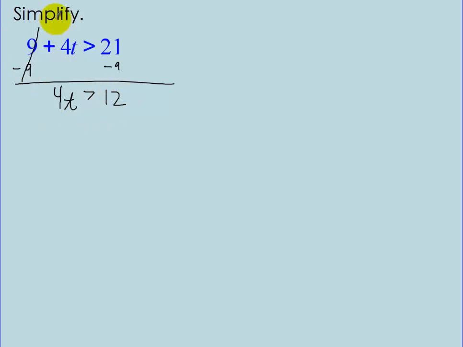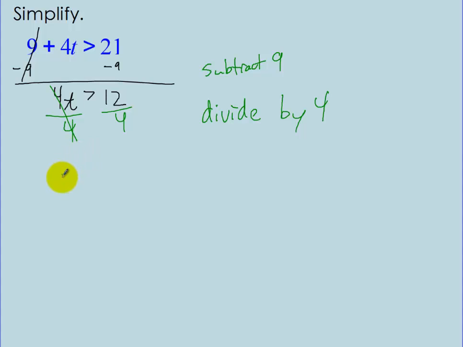And then my next step, I subtract 9. Let's write what we're doing. The next step to isolate the t is to get rid of the 4. So I divide by 4, because it's 4 times t, so I divide by 4. And those 4's cancel. I'm left with t is greater than 12 divided by 4, which is 3. And this is my final answer.